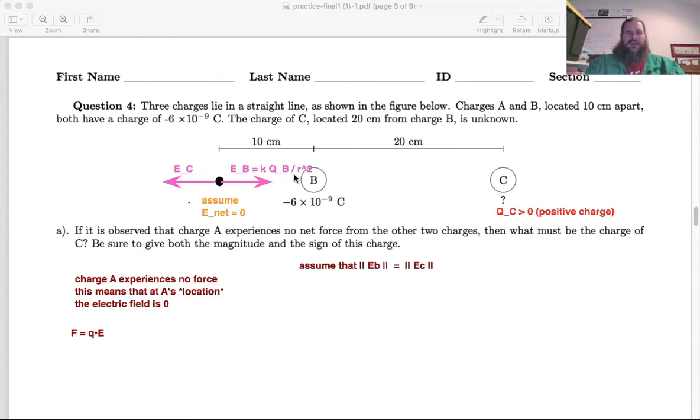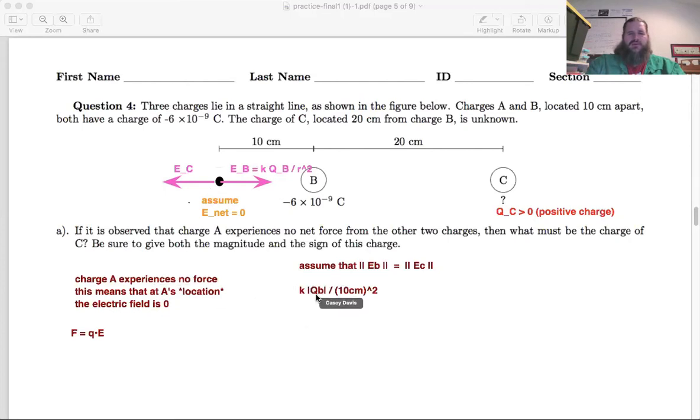For each one of those, we can use the kQ over r squared formula. So k times, and I'm going to put charge B in absolute value, because for magnitude, we should ignore sign entirely. k times how much charge B has, regardless of sign, divided by, and then what's the radius for charge B to the location of interest? Well, the location we care about is location A. We're looking at the electric field at that location. So from B to A, that'll be 10 centimeters, right? Yeah, so we've got 10 centimeters squared because it's radius squared in the formula.